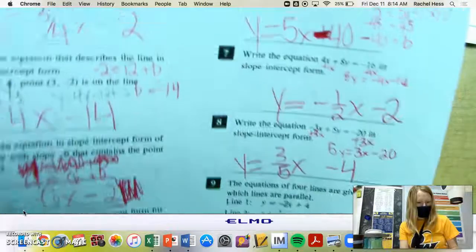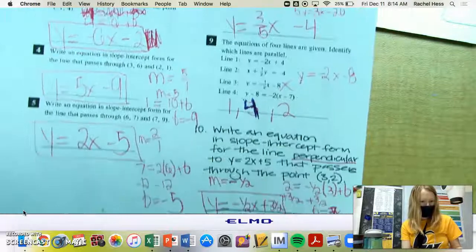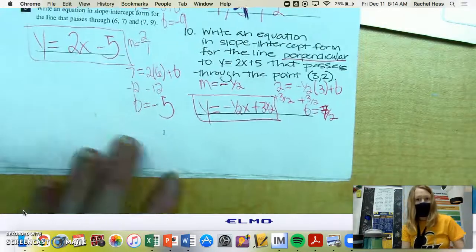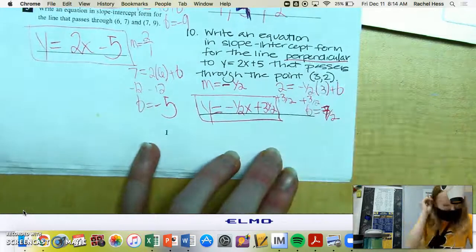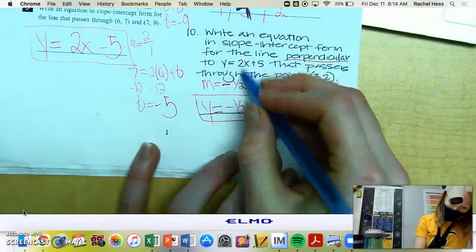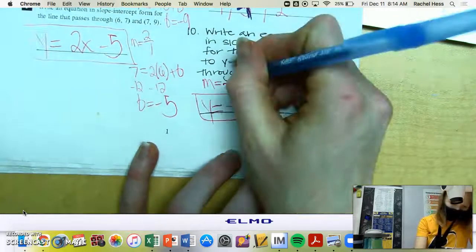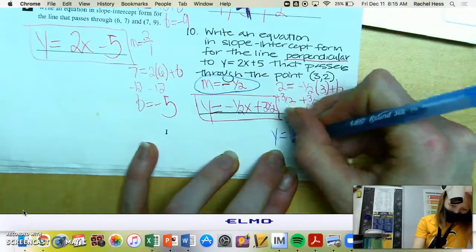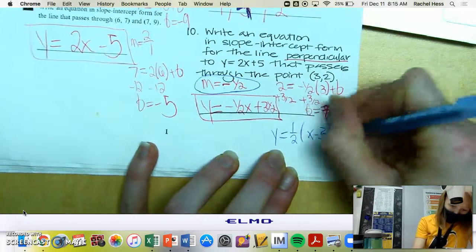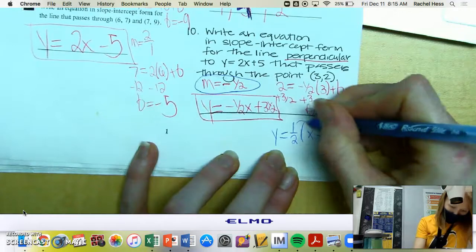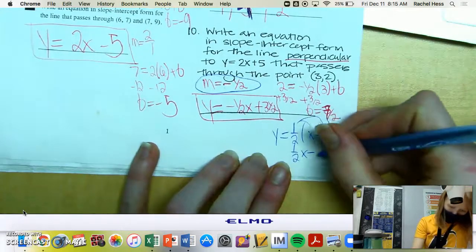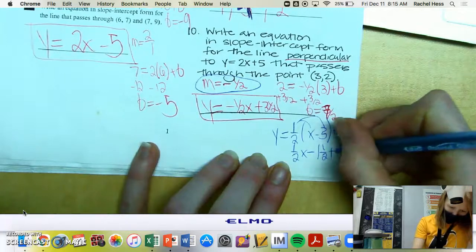And then number, where'd it go? 10? I let you guys skip the other ones, right? Perpendicular, remember that means your slope is the opposite sign and it's flipped. It's called the opposite reciprocal, so you need your new slope, and then you could have plugged in that slope into point slope form. So then you'd have half x minus 1.5 plus 2.